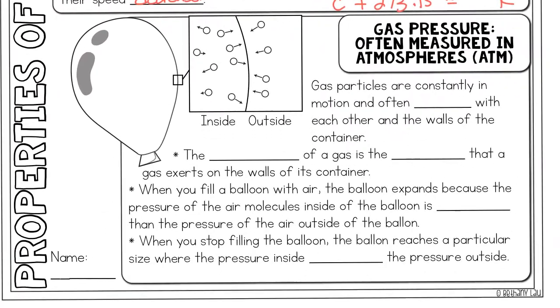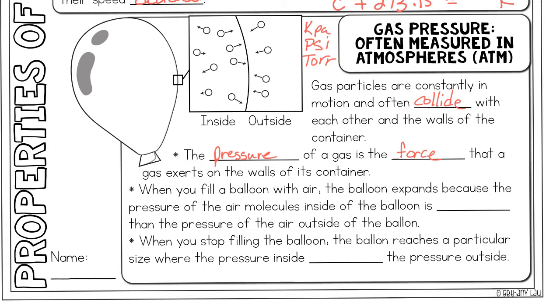Gas pressure is often measured in atmospheres. We've also used kPa, psi, and torr as gas pressure units. Gas particles are constantly in motion and often collide with each other and the walls of their container. The pressure of a gas is the force that the gas exerts on the walls of the container.